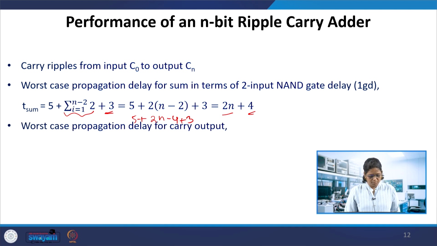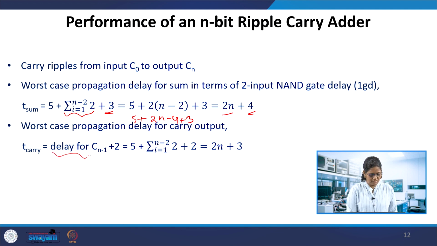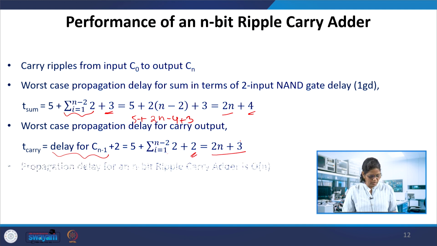Similarly, the worst case propagation delay for the carry operation. So for the carry, the delay for Cn minus 1: up to the first stage, how much time does it take to get to the stage Cn minus 1, and then the last stage of 2. So this is again the first 5, then the intermediate stages at 2 each, and only the last stage has 2, so this is 1 less here. If we compute this, it is 2n plus 3. So generating the carry also needs this time.